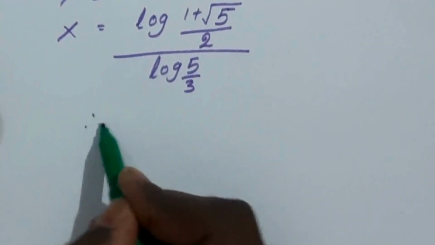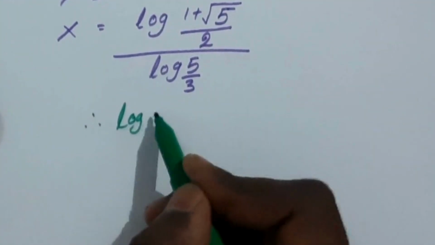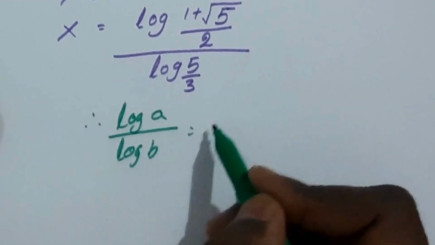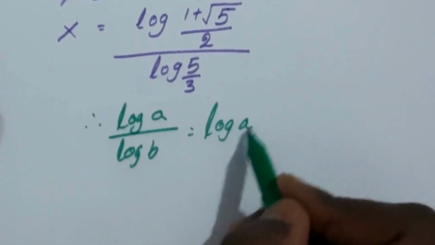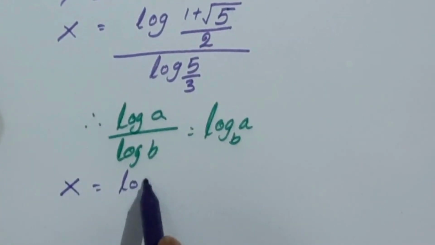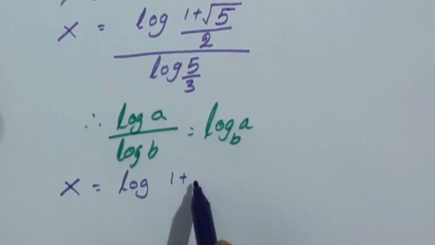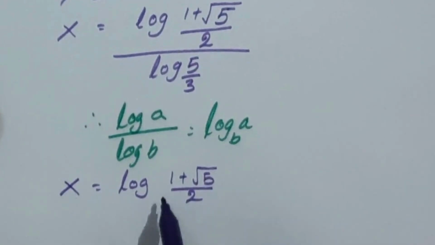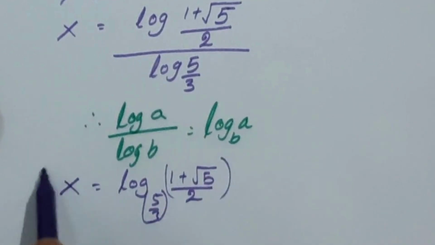As we know the log formula that log a by log b equal to log a base b. x equal to log base (5/3) of (1 plus square root of 5) by 2. This is the x value.